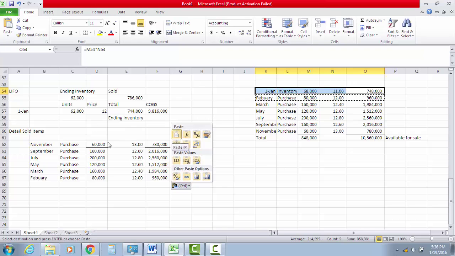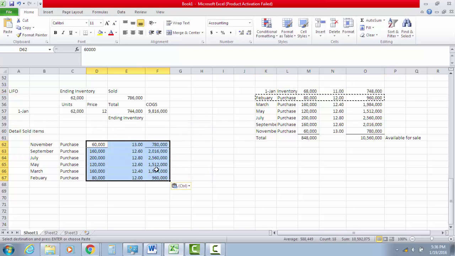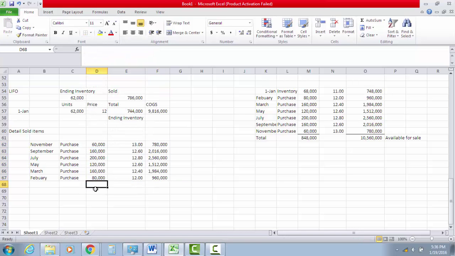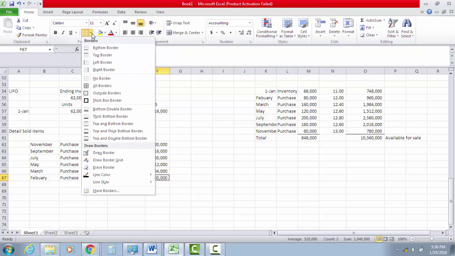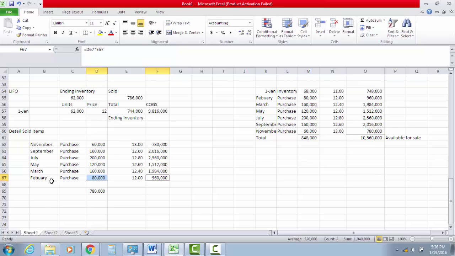Now, how do I know it's part of January? Taking a look at it, I would say, once again, I need to look at my total number of units. So I only have 780,000 units. I need another 6,000. So then I would know that I would have to sell 6,000 of my January items, which would give me that. Now again, let's check our total cost of goods sold.